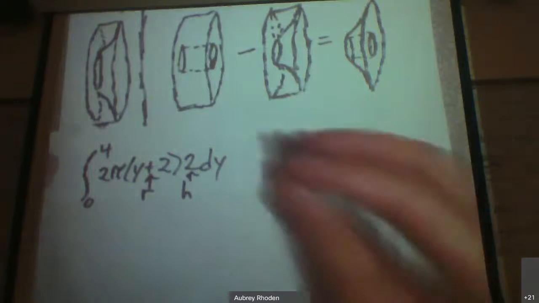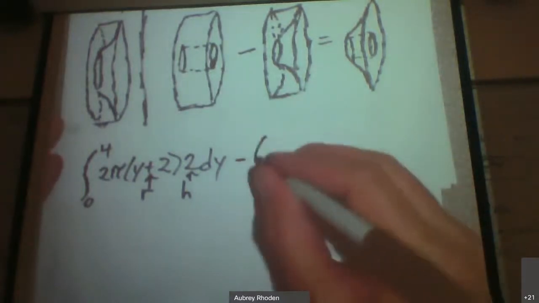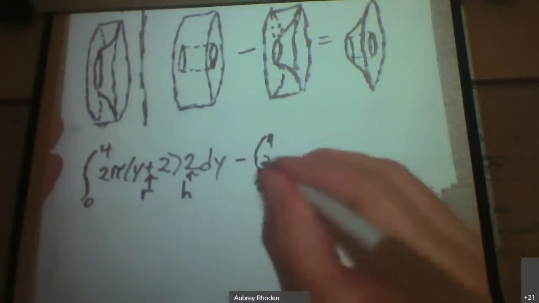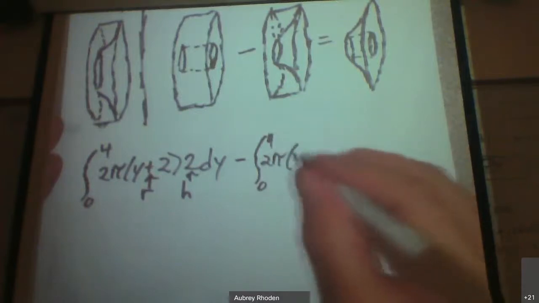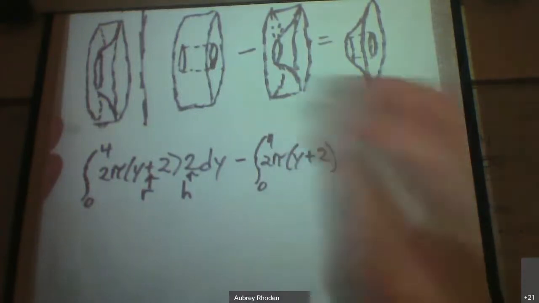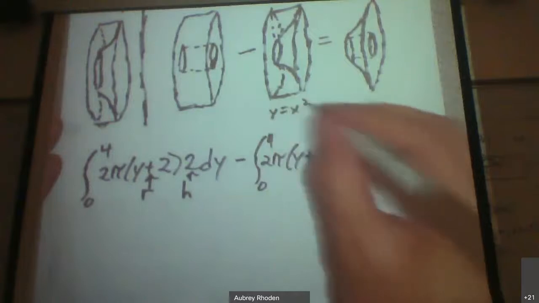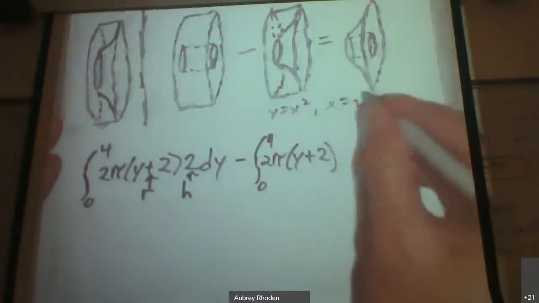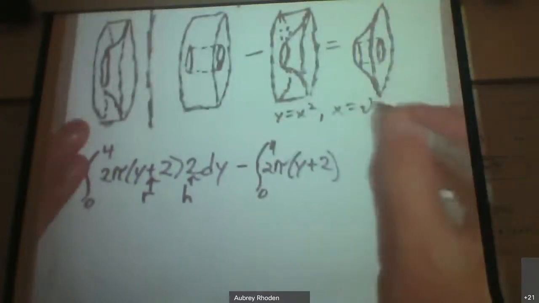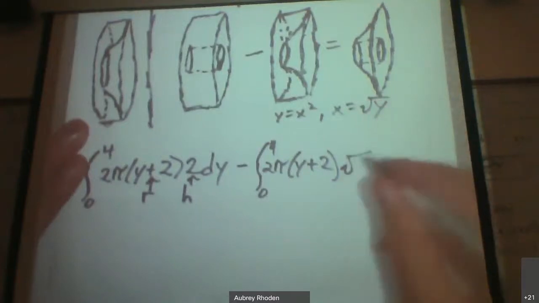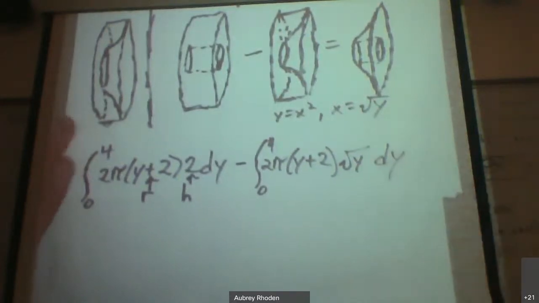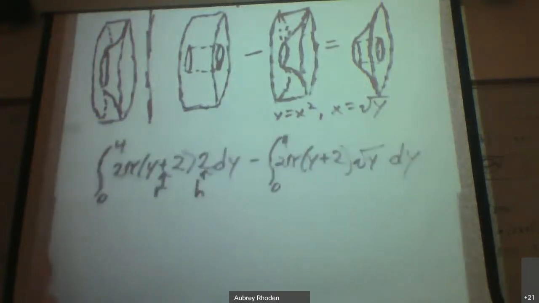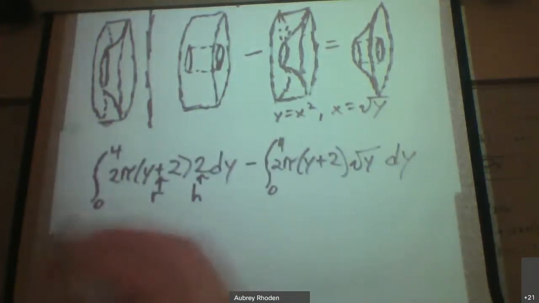And then we have to subtract out this one: the integral from 0 to 4 of 2 pi times (y plus 2), and remember, y equals x squared, so x is going to equal the square root of y. So that's root y dy. What's this going to come out to? Let's do a little bit of simplification.